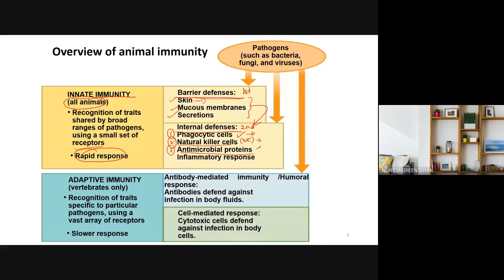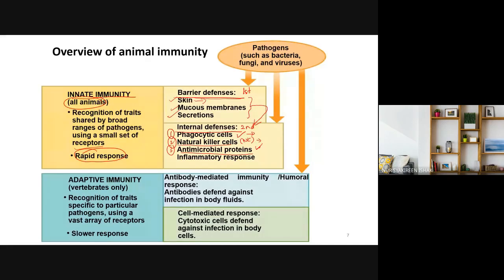So this antimicrobial protein, it has a mechanism that involves several proteins. One of the proteins involved, we call it the interferon. Okay, so interferon is produced by infected body cells. So this infected body cell produces interferon.